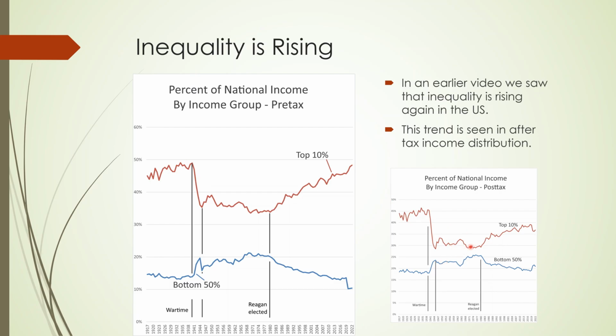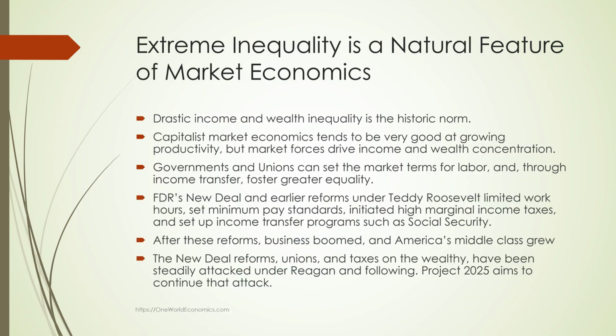Income transfers, primarily Social Security, Medicare, and Medicaid, have somewhat improved income distribution. Extreme inequality is a natural feature of market economics. Drastic income and wealth inequality is the historic norm. Capitalist market economics tends to be very good at growing productivity, but market forces drive income and wealth concentration. Governments and unions can set the market terms for labor and, through income transfers, foster greater equality.